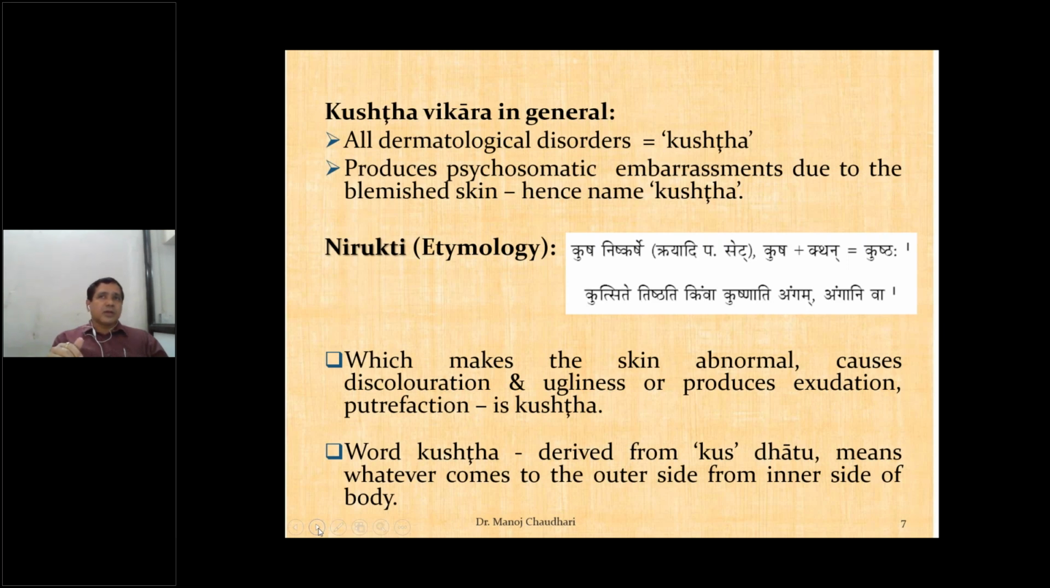After that, we go to the textual details such as nirukti or etymology: that which makes the skin abnormal, causes discoloration and ugliness, produces exudation and putrefaction, is Kushtha. Now, producing exudation or putrefaction is a very severe or chronic stage of a disease; it is not present initially, at the start of the disease. The Kush dhatu means whatever comes to the outer side from the inner side of the body, that is Kushtha.